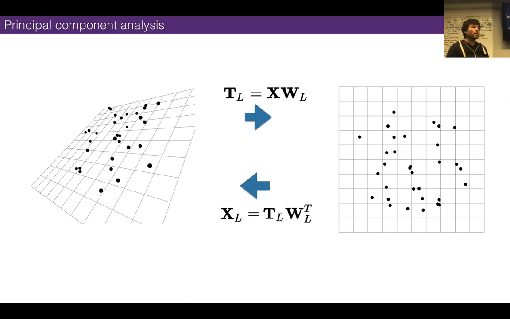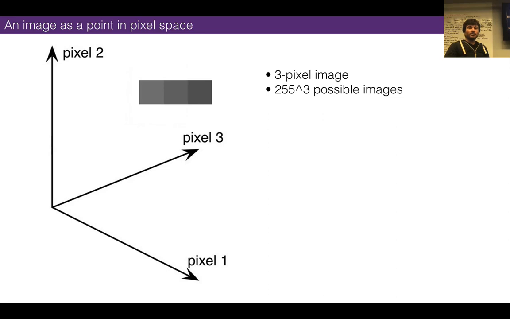Now PCA is not a very good form of image compression compared to JPEG, but you can do it that way. You can think of any image as being a point in pixel space. If you have 3 pixels and they're grayscale, let's say, then one point here is a combination of those 3 pixels. That means there are 255 to the third power possible images, a lot, right? Now just imagine if you have 1,000 pixels. 255 to the 1,000th power means that the number of possible images you can describe with 1,000 pixels is bigger than any number you can imagine.